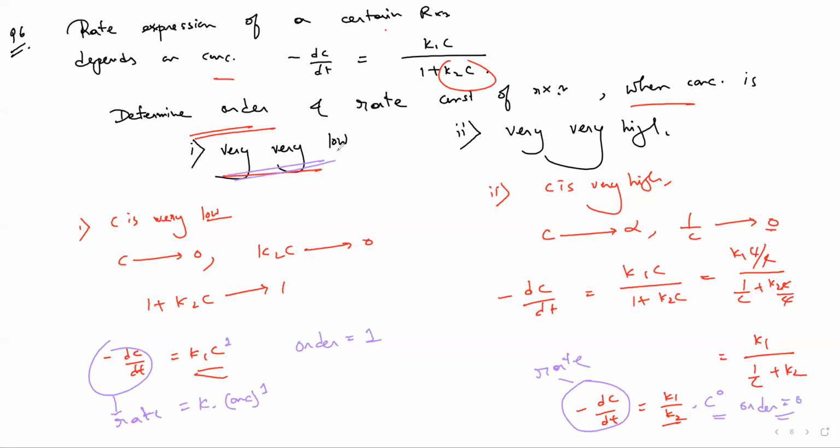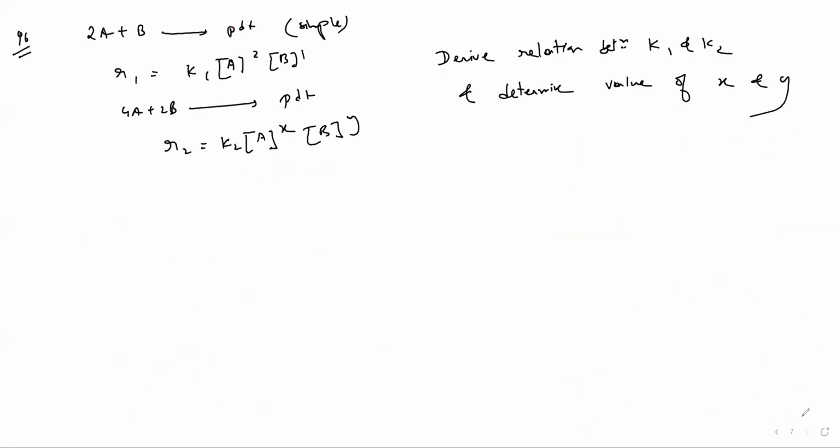Now at very low concentration, order becomes 1. Very high concentration, order becomes 0. Is it clear? Any doubt? Do you have any doubt regarding this part? No, sir. Okay, this stuff is clear. Second one, solve it. This part.